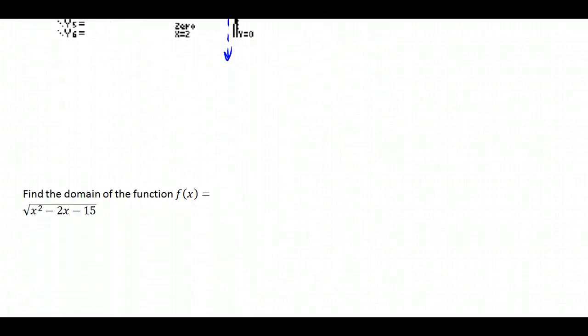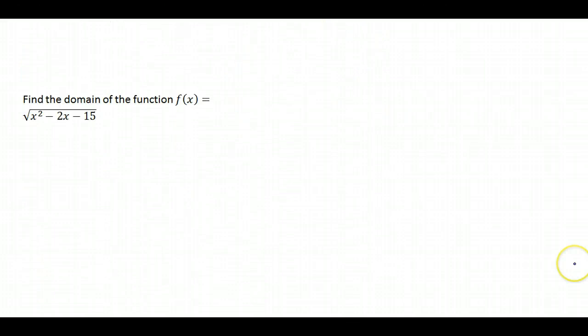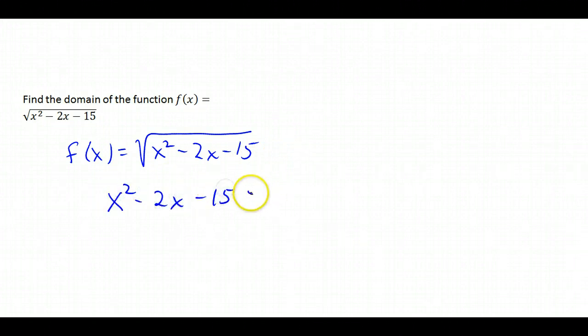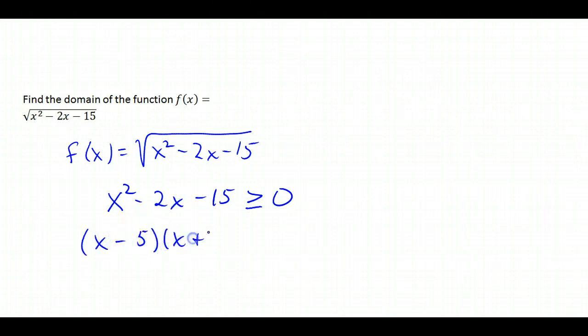All right, so what good is this stuff for? Well, it lets us find domains of functions. And so here we have a function that is a radical, the square root of x squared minus 2x minus 15. And if I'm taking the square root of something, I can only take the square root of things that are greater than or equal to 0. So I'm going to take everything underneath the square root, and I'm going to force it to be greater than or equal to 0. So we factor it, and I believe it's going to be x minus 5, x plus 3.